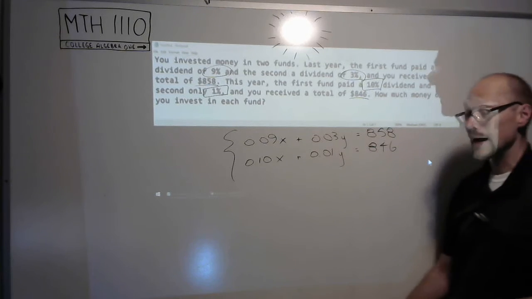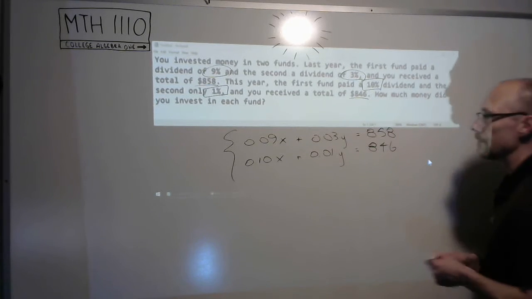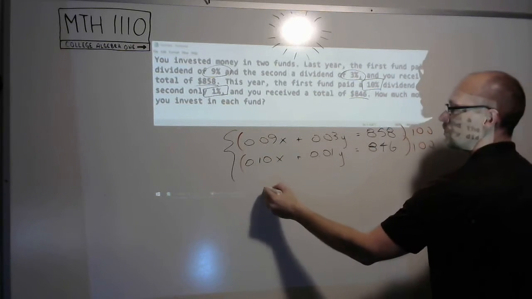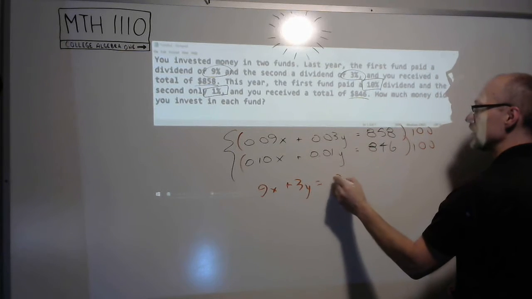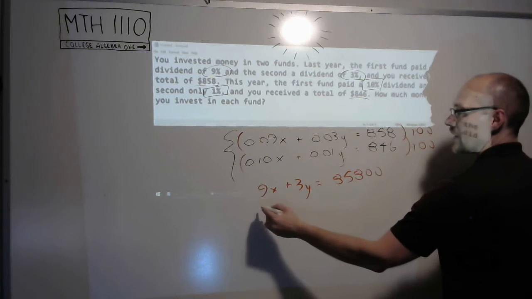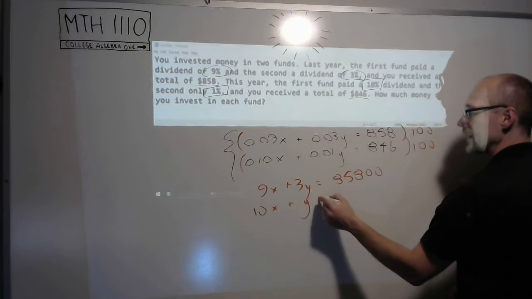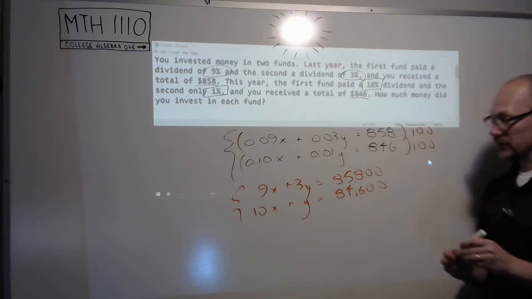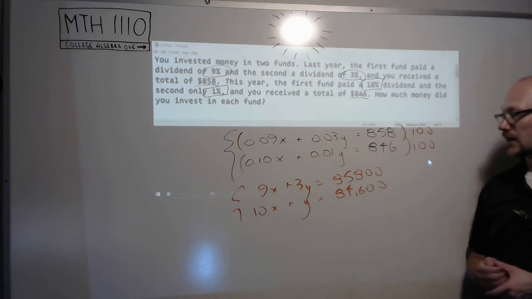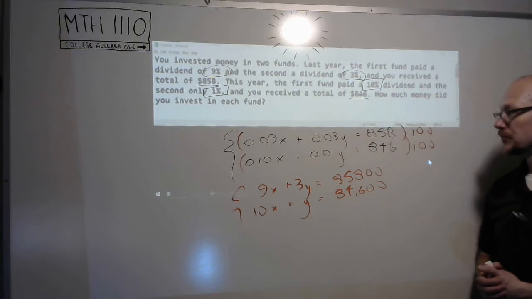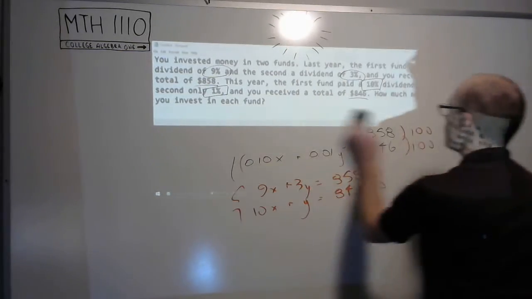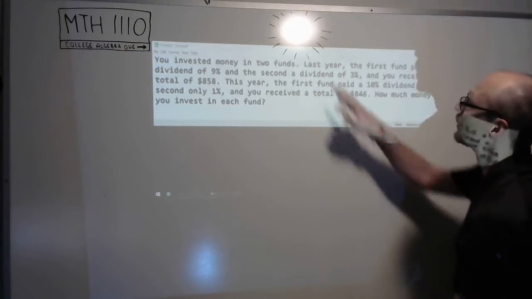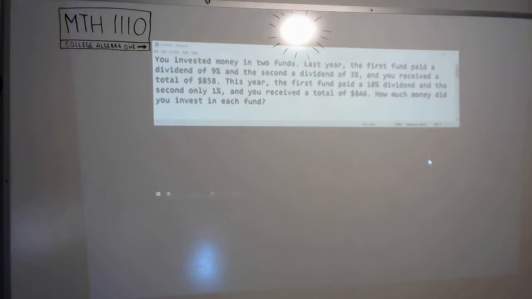If you want to solve them by hand, honestly, the first thing I would do is get rid of all these decimals. Multiply everything by 100. And that will turn this into 9x plus 3y equals 85,800, and 10x plus y equals 84,600. That's your new system of equations, and you can solve that however you want. All right, so that's question number 1. Hopefully you can pause the videos well. Like how I put little sun marks around the glare to remind me not to write there.